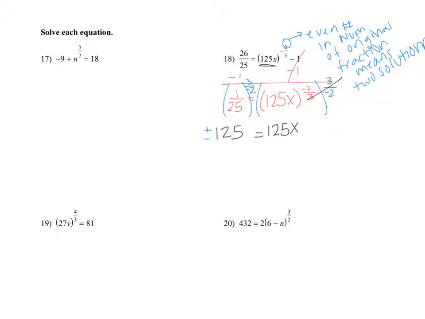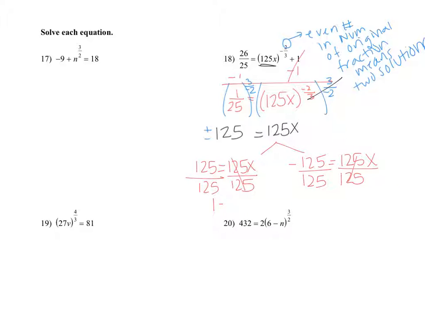Okay? So now let's branch it off into those two equations. Positive 125 equals 125x, and negative 125 equals 125x. This one's easy. Just divide both sides by 125. So we get x equals 1, and x equals negative 1.